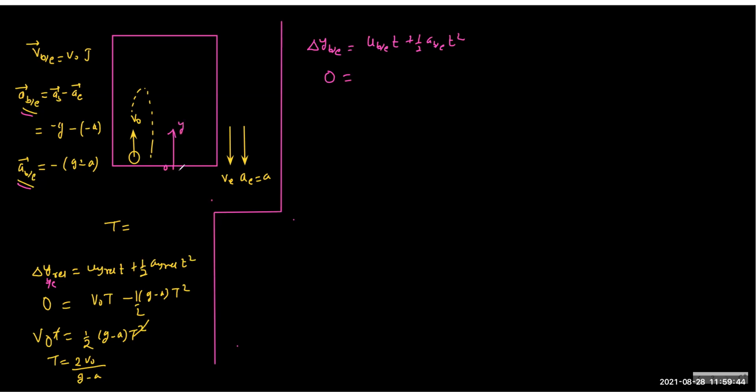You can draw a coordinate axis of your choice in the elevator frame, and U_BE, basically V_BE, is V naught by definition, and t is t, half is half. What is a_BE? You're getting A minus G, right? So just substitute A minus G and then rearrange. Once you do it, you will get the answer. If you take the other side, it becomes negative. So no matter how you think, it is always the same answer.